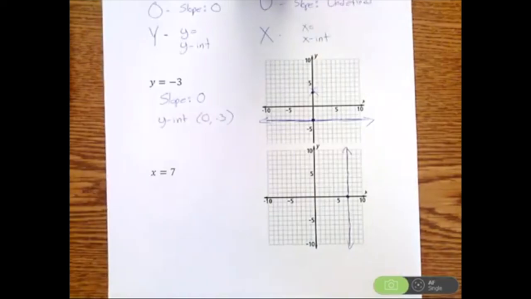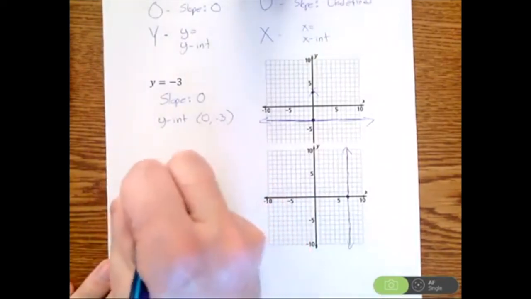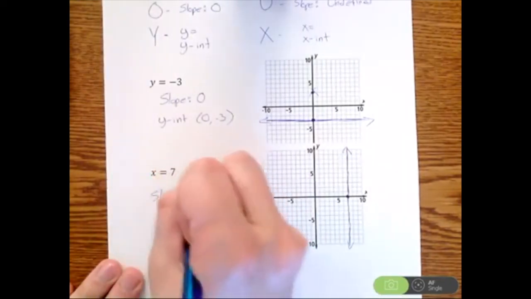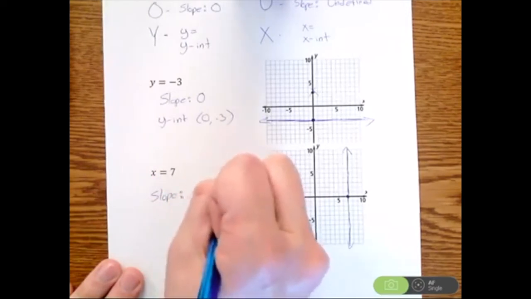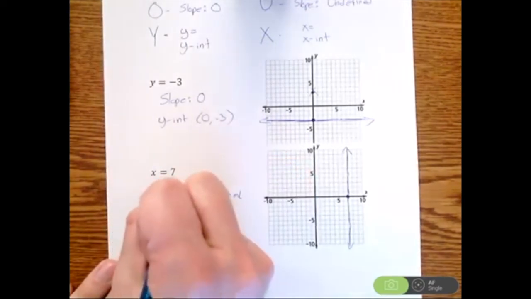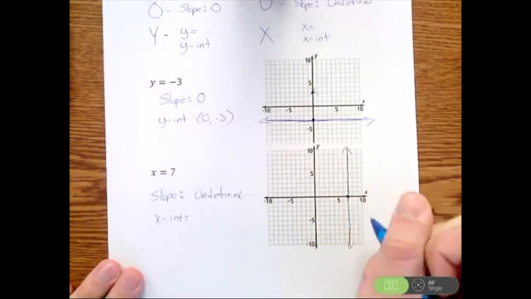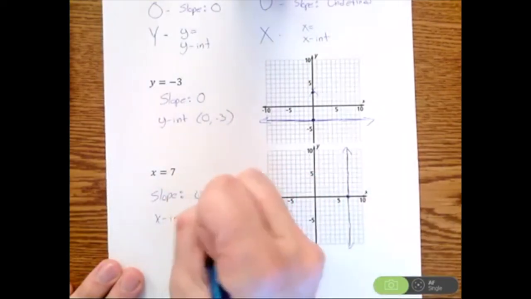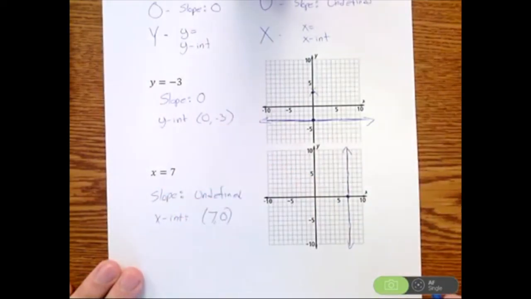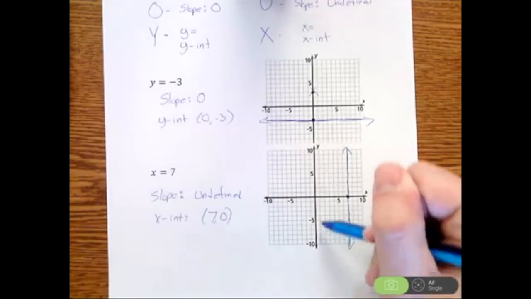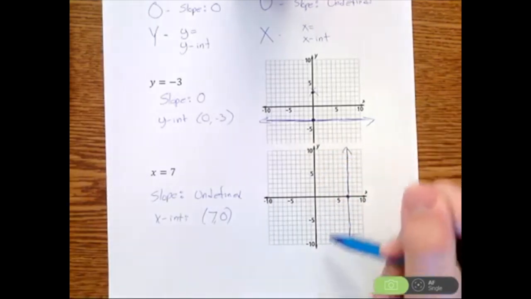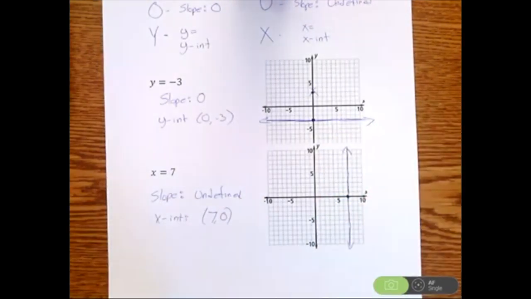There's my vertical line. And the slope of this, again, we know from Slope Dude and we know from VUX, is going to be undefined. The x-intercept on this one is at the coordinates (7, 0). You could try and talk about a y-intercept, but notice that we're never going to cross the y-axis. So HOY VUX is going to help you through graphing horizontal and vertical lines.